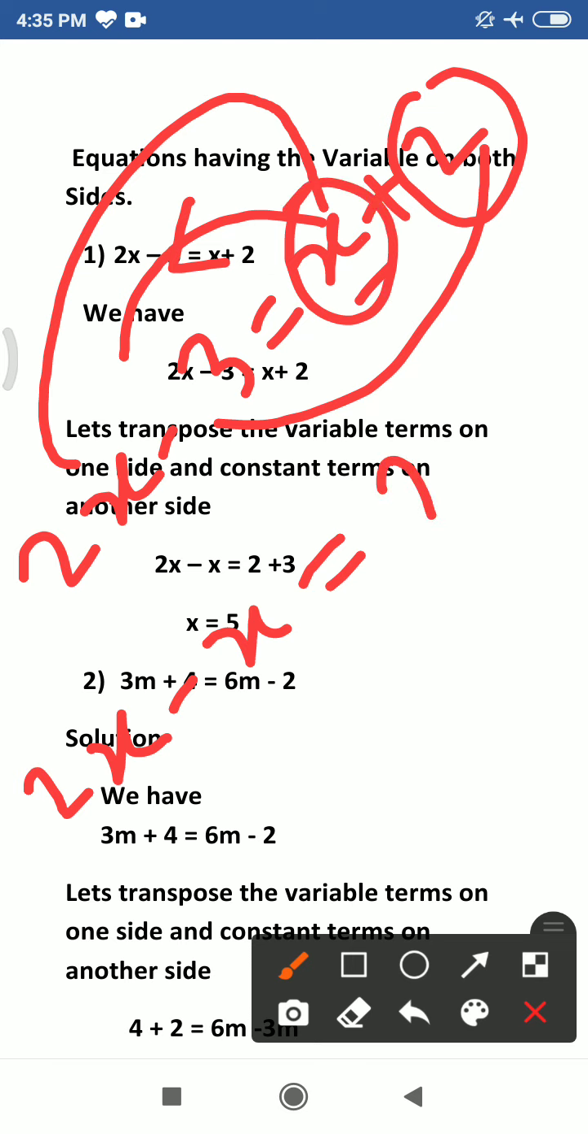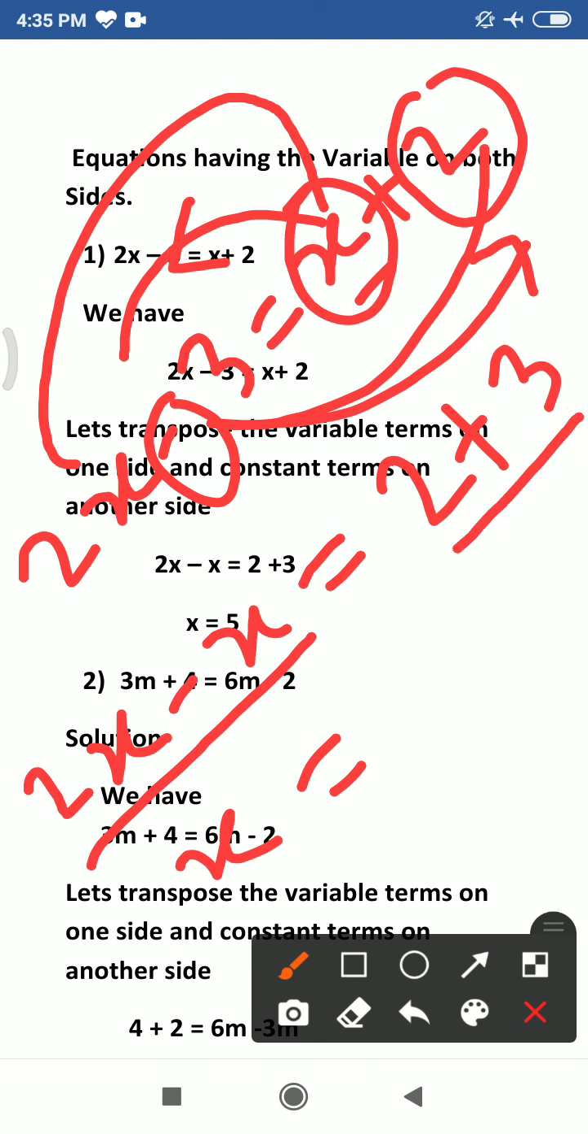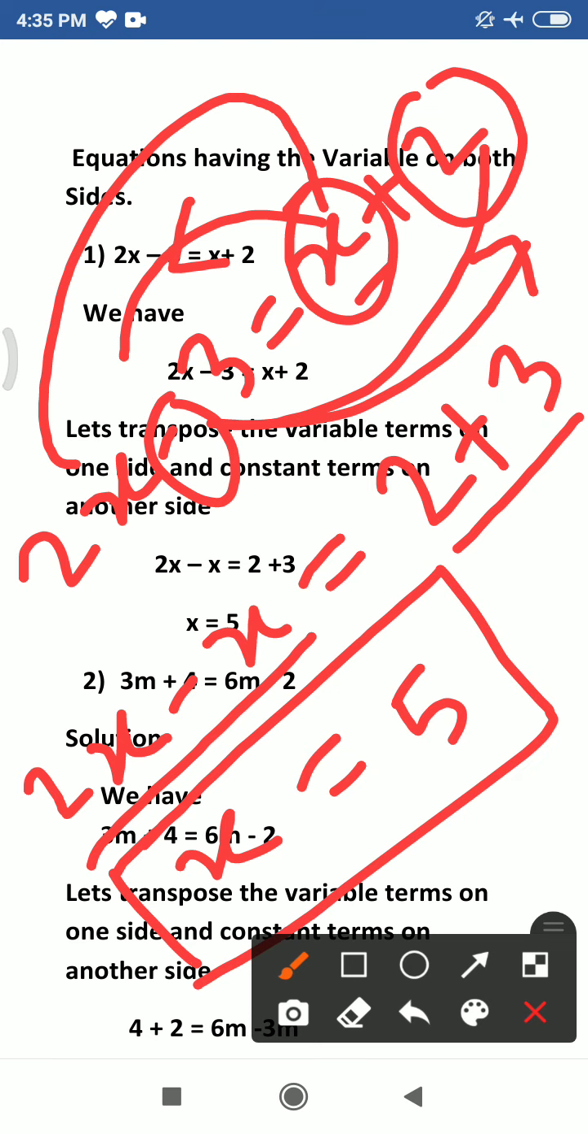The 2 is already there when this x is transposed, so I can write it, and this minus 3 I will take to this side as we said already. This minus will become plus, so it becomes plus 3. So we have 2x minus x, we can write as x, is equal to 2 plus 3, which we can write as 5. So this is the solution of this given equation.